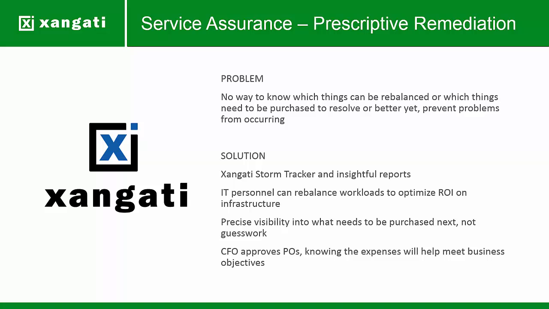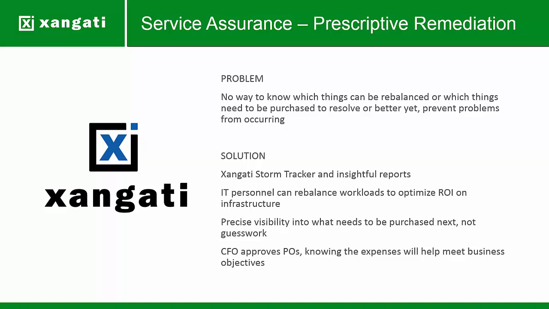And so Xangati does that, again with the Storm Tracker, which tells IT personnel where they can go in and rebalance workloads. That way, you're making the best use of the IT infrastructure you already paid for, right? So you get a better ROI on your purchases, because you're rebalancing the workloads. Everyone's happy. You're using the infrastructure you paid for. What's not to love about that?